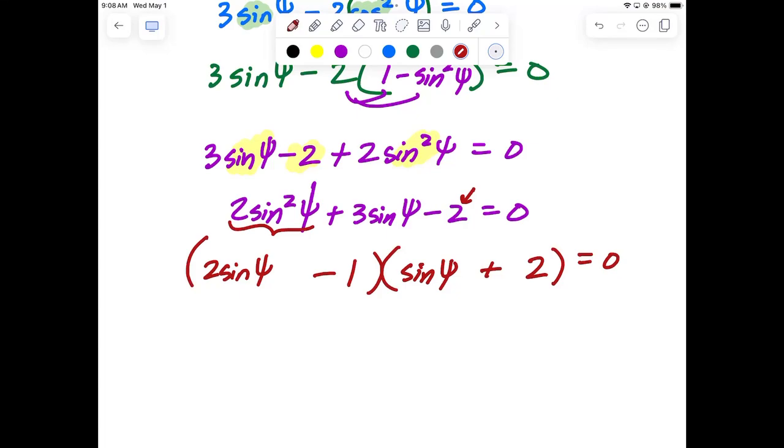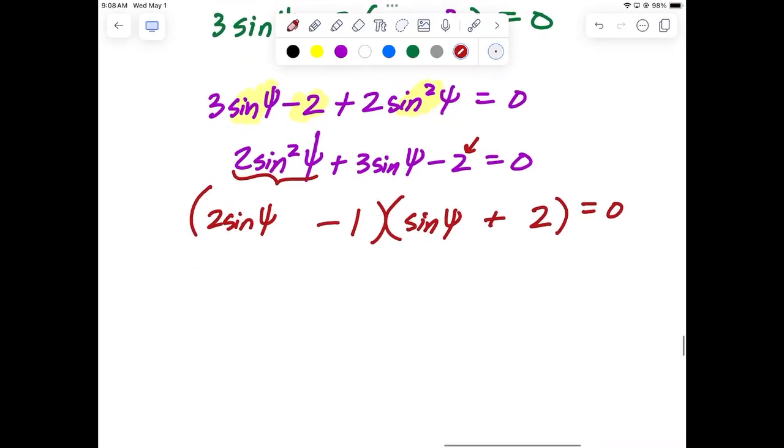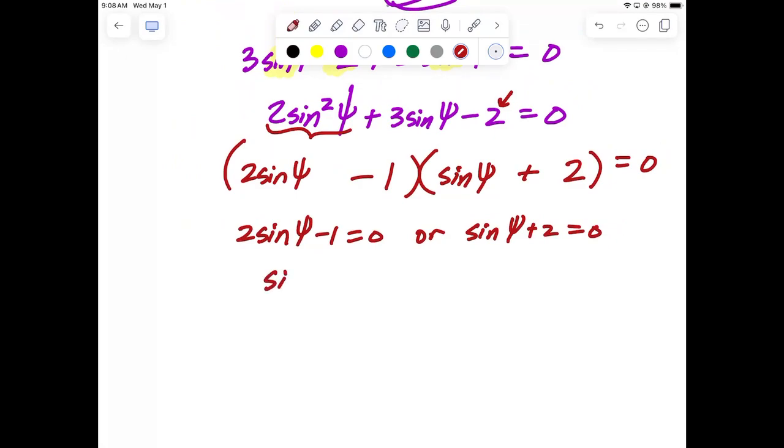Everyone okay with how I factored that? Instead of the 2-1 combo, it's got to be the 1-2 combo. Okay. All right, now I can set them both equal to 0. So 2 sine of psi minus 1 equals 0, or sine of psi plus 2 equals 0. And I solve these, and I get sine of psi equals 1/2, or sine of psi equals negative 2.